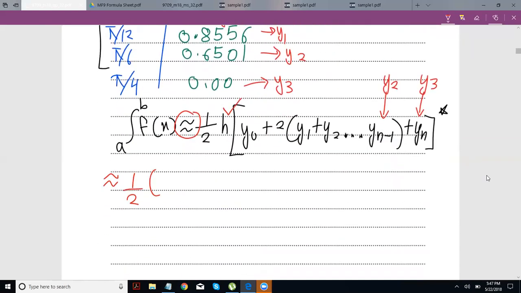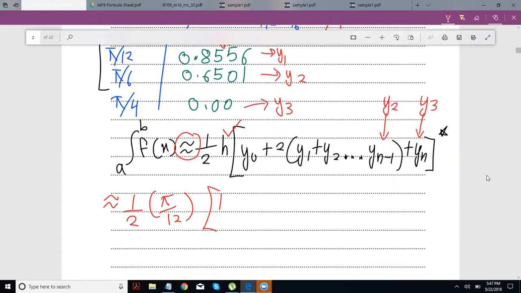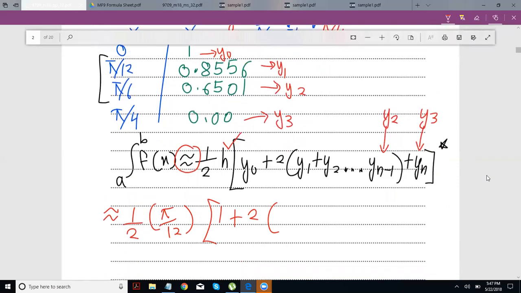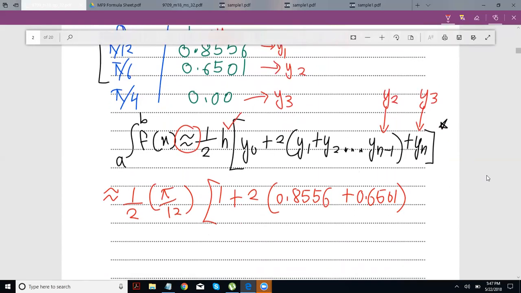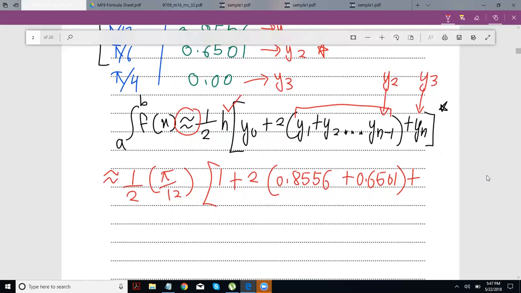H was pi upon 12. Y naught is 1 plus 2. Y1 is 0.8556 plus y2 is 0.6501. And understand, the bracket is supposed to go on till the second last value of y, which is n minus 1. But in this case, n is 3, so the second last value of y is y2, which means you'll stop the bracket at y2 and you'll put the last value of y, which was 0 in this case, which is yn, outside the bracket.